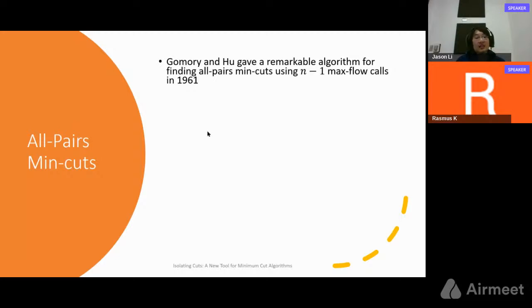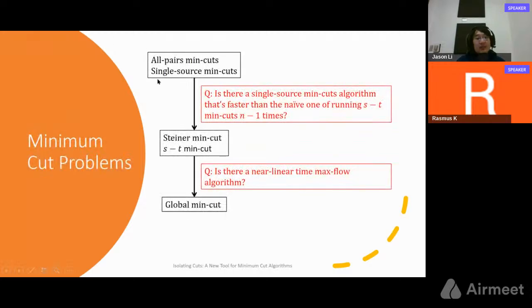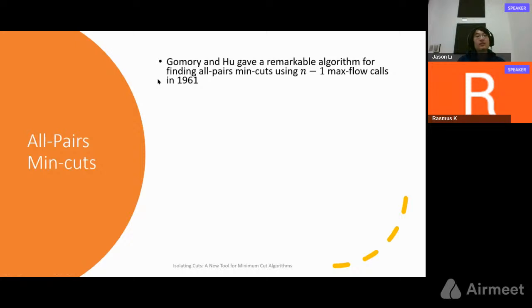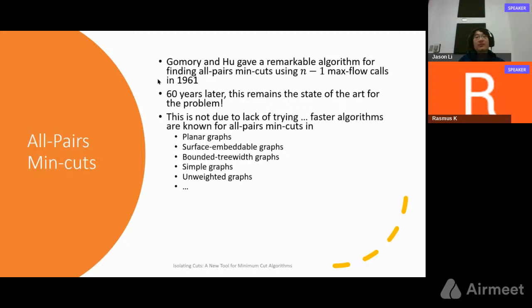Okay, so let's actually visit the all pairs mincut problem now. Once again, Gomory and Hu gave a remarkable algorithm that showed that you can do better than computing all pairs ST mincuts. It suffices to compute just n-1 ST mincuts. And what is equally surprising is that 60 years later, this remains the state of the art, at least prior to work in this talk. Of course, there have definitely been a lot of attempts to break this barrier. In particular, faster algorithms are known for many restricted graph classes, but for general undirected weighted graphs, nothing better is known.